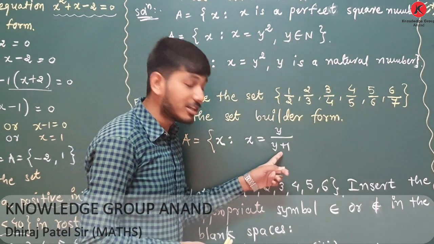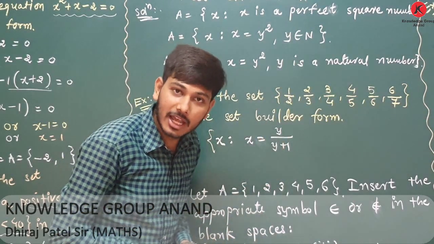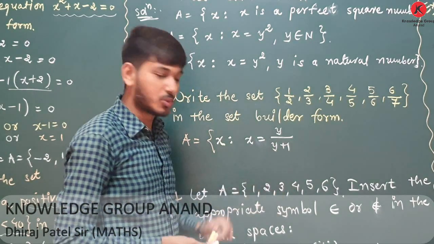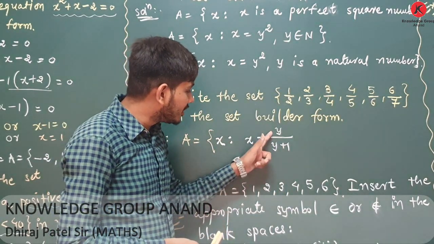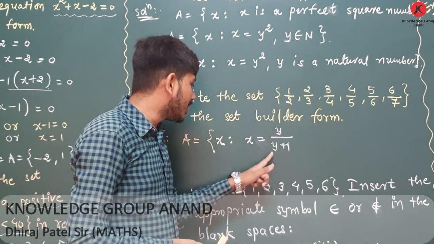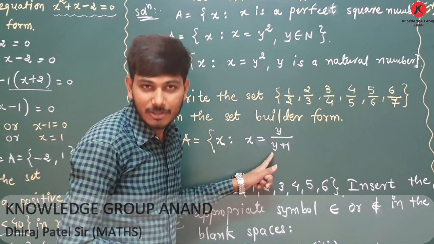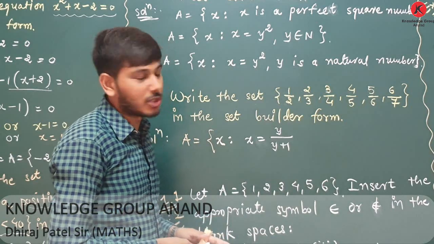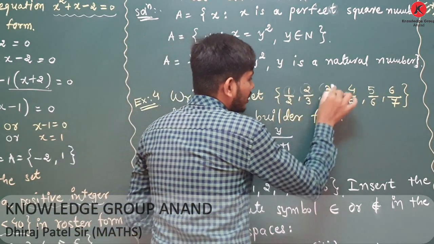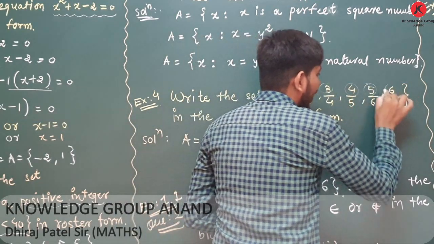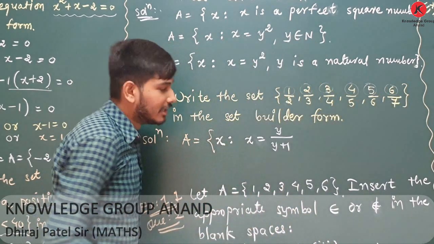Because the denominator is 1 more than the numerator. Okay, therefore y upon y plus 1. But still you have to mention the condition for y also. Okay, so we can take y as 1, 2, 3, 4, 5 and 6, up to 6 only.